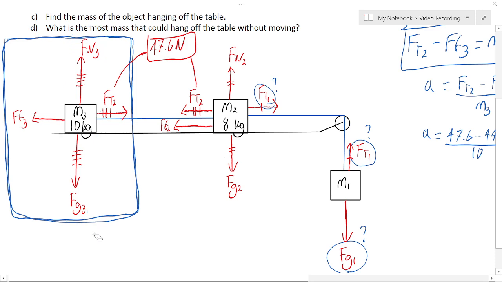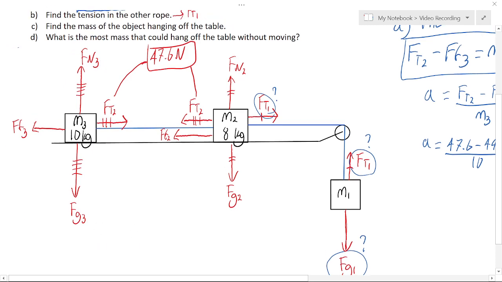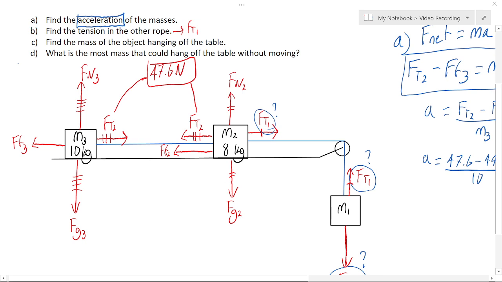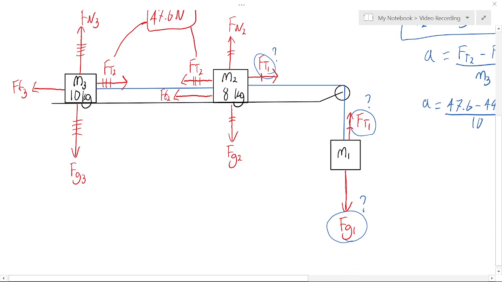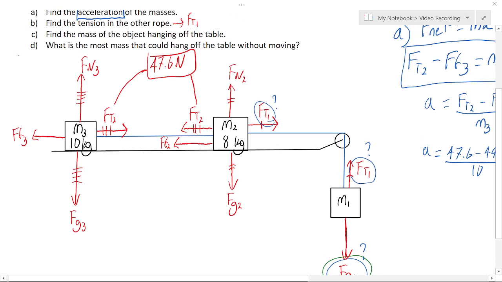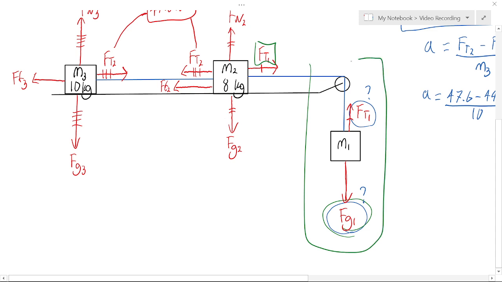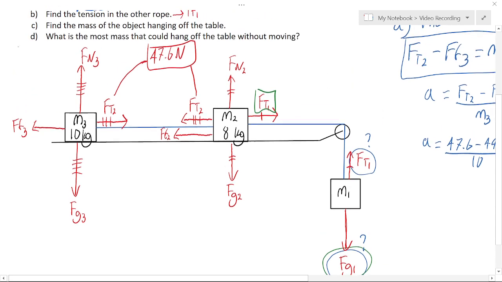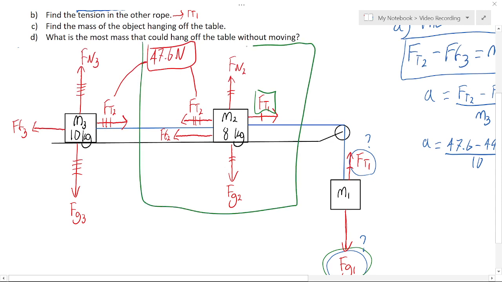Okay, so let's clean some of this up and we'll look at part B. Find the tension in the other rope. So I'm thinking again, what do I want my system to be? Well, I still don't know Fg1 down here. I'm still uncertain on this one. So I want to avoid that. I want to have only one unknown value, and I want that unknown value to be Ft1. So I can't pick my system to be here, for example, because then I would have two unknown values. So I'm going to pick my system to be just mass 2.